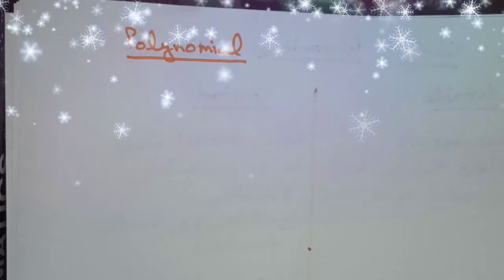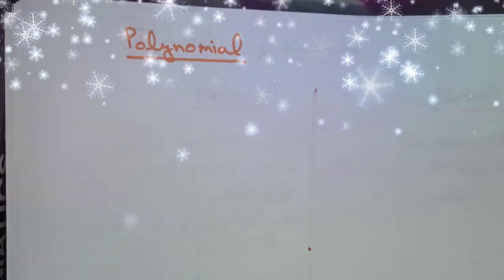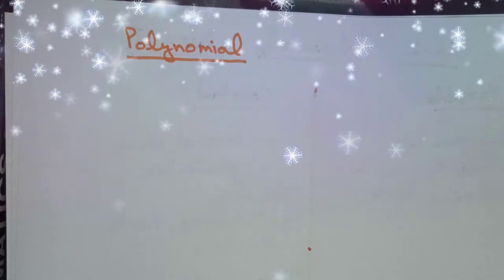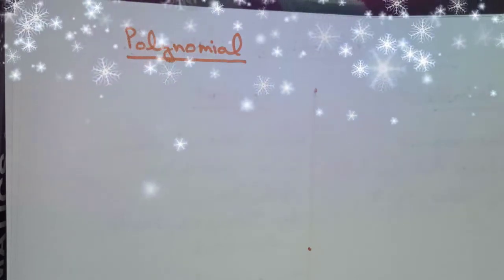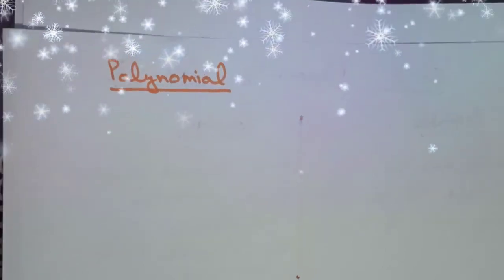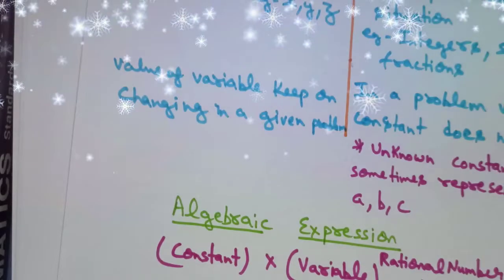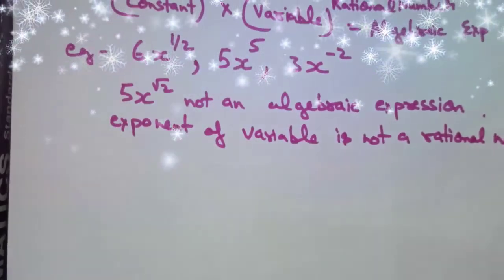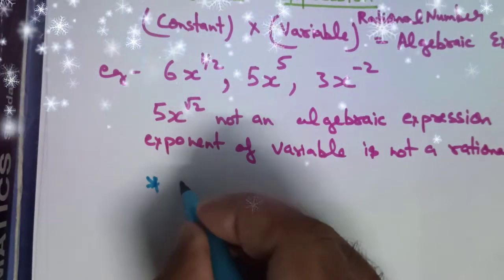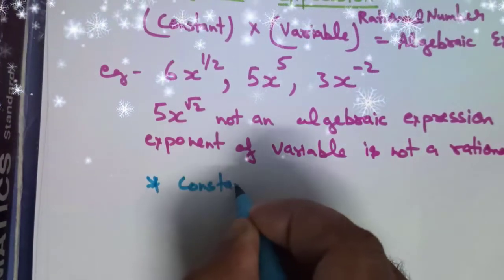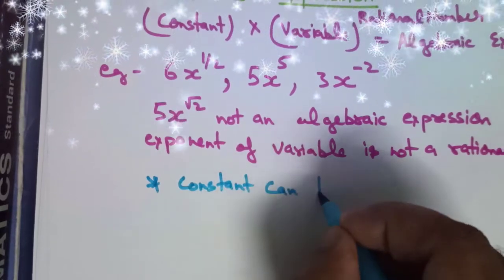Remember, just before starting polynomial, we have discussed that an algebraic expression is equal to a constant into a variable raised to the power of a rational number. So before that, we can discuss quickly what a constant is. A constant can be any real number.